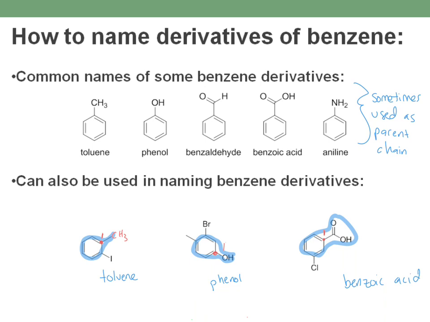So for this one, I'm going to go clockwise. So I have a 2, 3, 4, 5, and 6, so that I get a 2-iodotoluene. There's not supposed to be a space there. With the phenol, I'm going to go counterclockwise, so I get my next lowest number on my bromo. So this is now a 3-bromo, 4-methyl. 3-bromo, need more space.